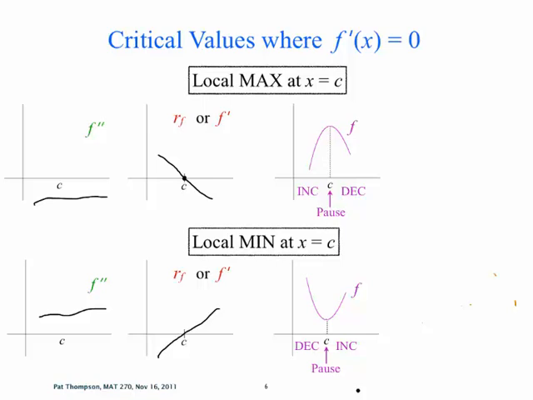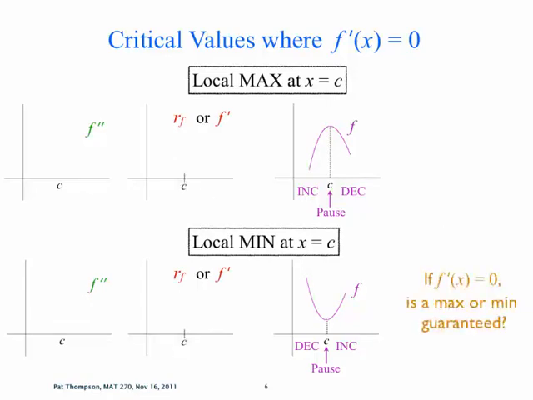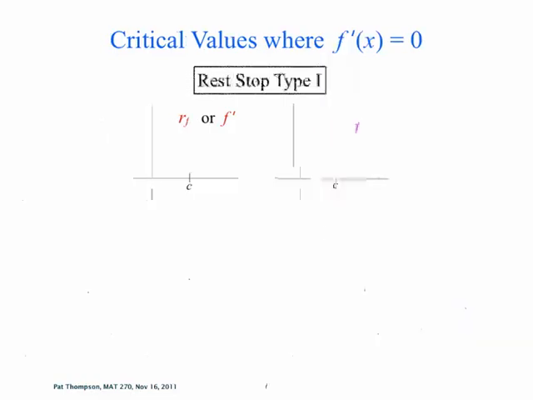So when the first derivative is 0, is a max or min guaranteed? So we find that the first derivative is 0 at some x value. Do we know that we have a max or a min? What else is there? There's other stuff that could happen. We'll call them rest stops.